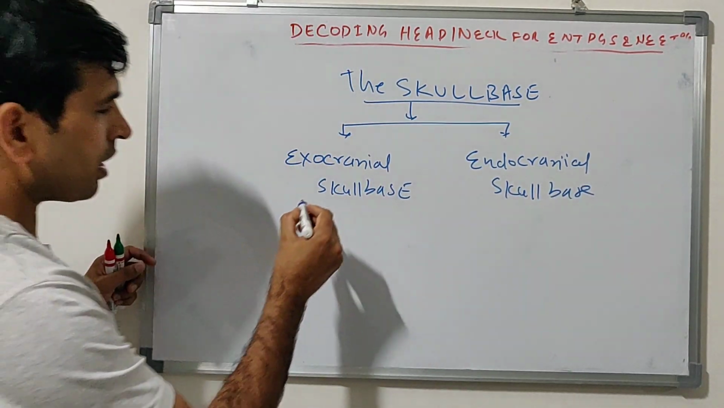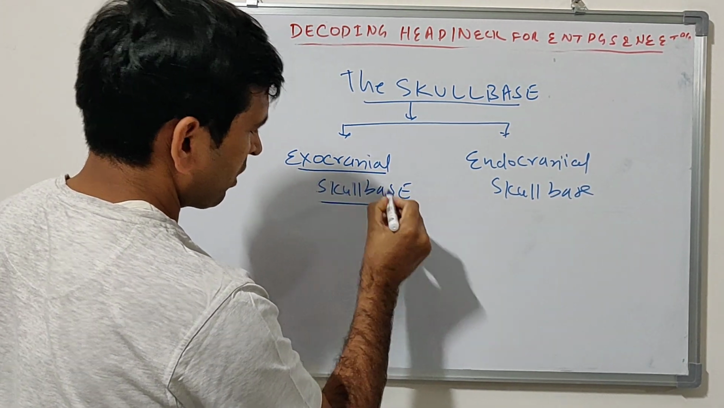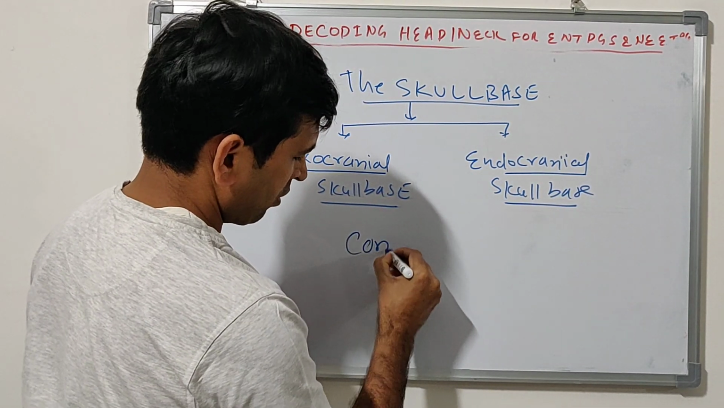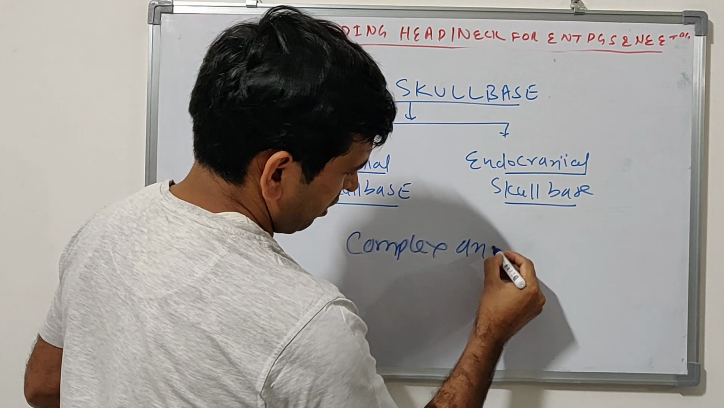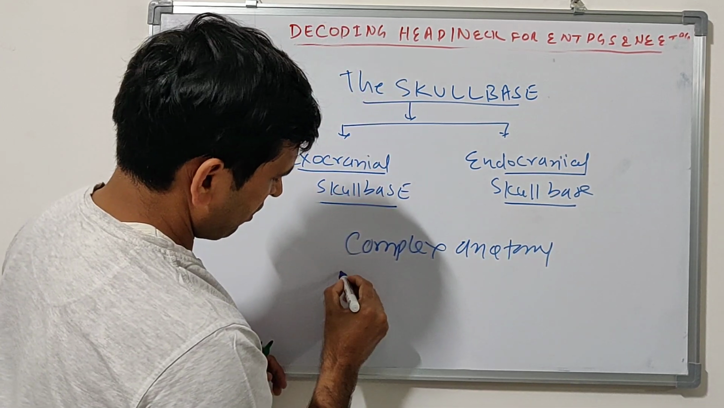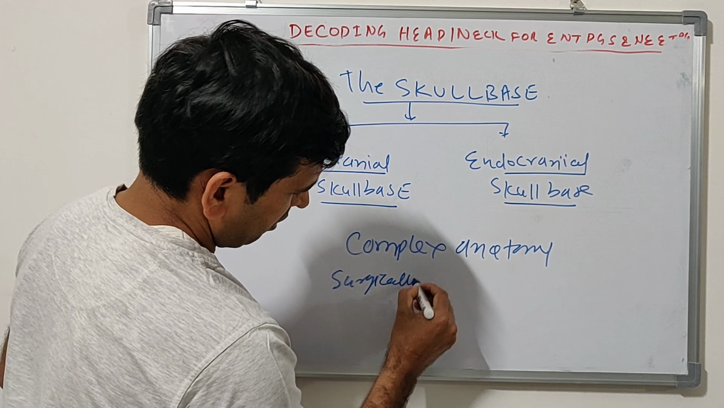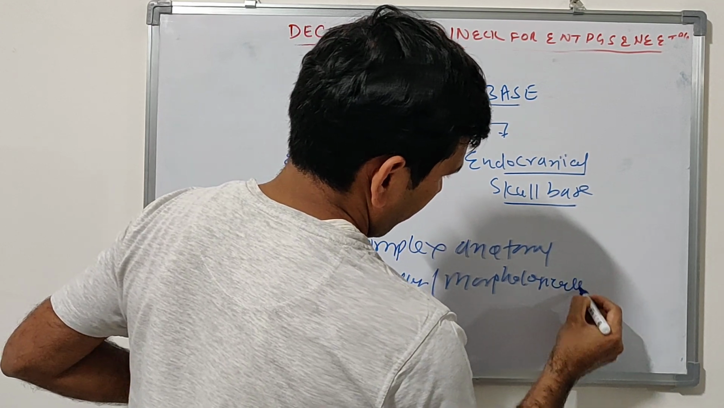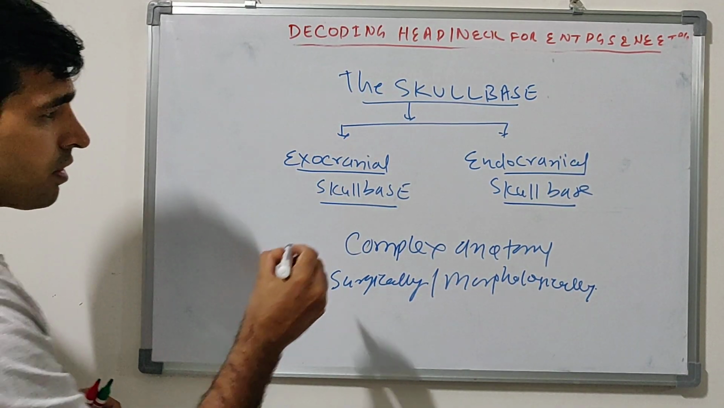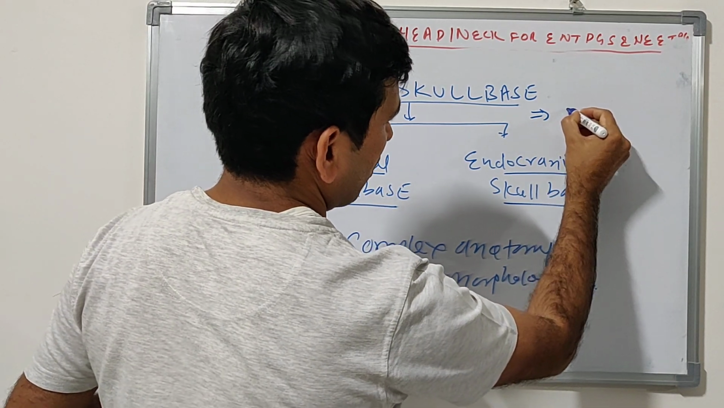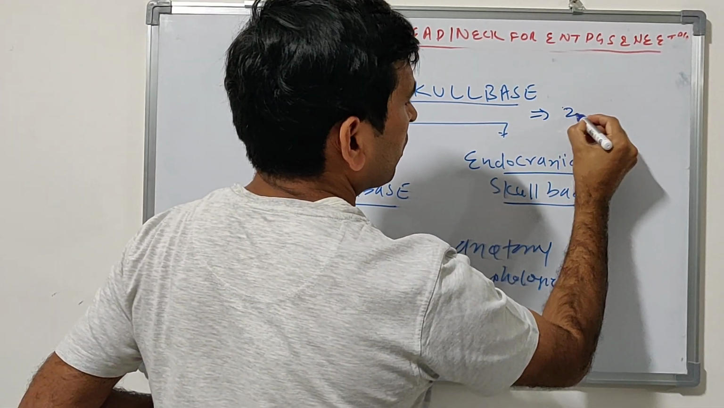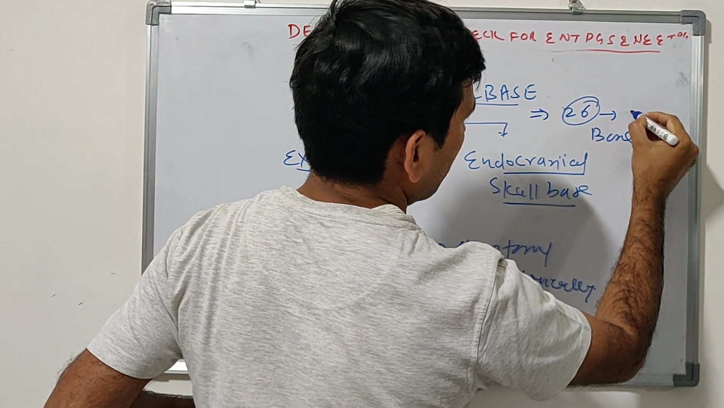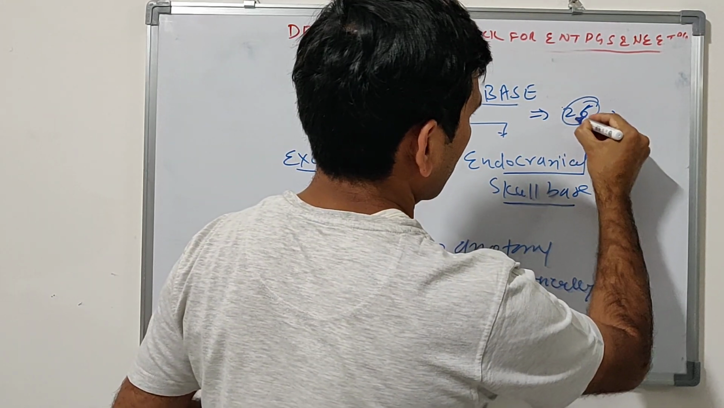Now, the exocranial skull base and the endocranial skull base are very important. It is very complex anatomy, surgically and morphologically. It consists of a total of 26 bones. Means if we remove the mandible, it consists of 25 bones.